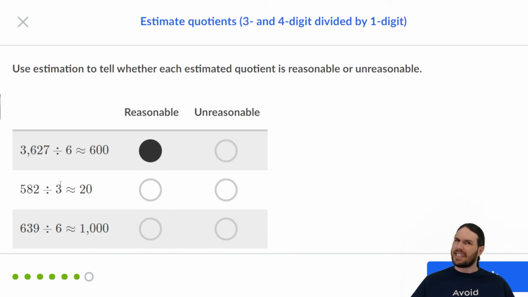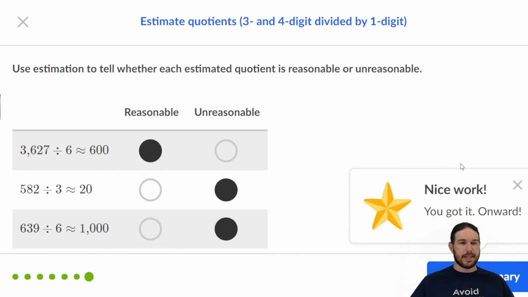20 times 3 is 60. I would call this unreasonable. 1,000 times 6 is 6,000. I would call this unreasonable. And that, my friends, is estimating quotients.